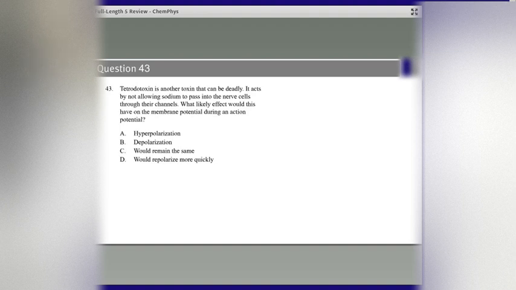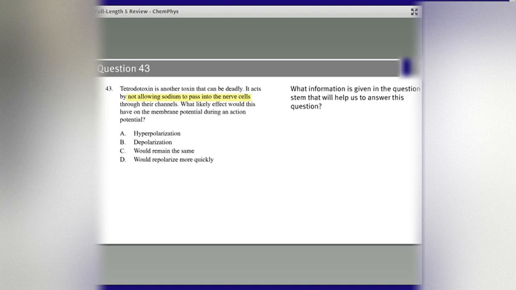What it's telling you is it's not allowing sodium to pass into the nerve cells. But what I remember is there's a higher concentration of sodium outside the cell than there is inside the cell. So that would cause my rapid depolarization through the action potential. So can you depolarize enough to reach threshold? Absolutely not. But remember, what is the question asking you here? What likely effect would this have had on the membrane potential during an action potential? Well, what would happen is it would never depolarize. So it would end up remaining approximately the same.